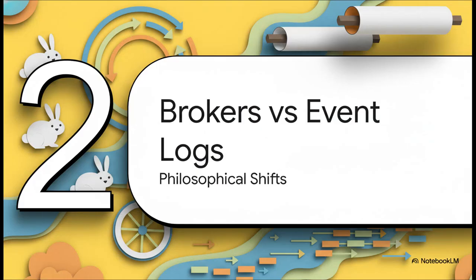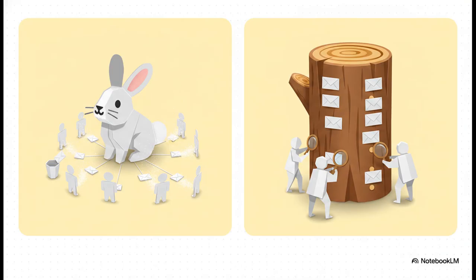Section 2. Message brokers versus event logs, the philosophical differences. This is where we see a fundamental paradigm shift in how they handle messages. RabbitMQ operates as what we call a smart broker with simple consumers. The broker is doing all the heavy lifting. It handles the routing, it tracks deliveries, it manages all the retries. And when a consumer acknowledges that it successfully processed a message, RabbitMQ just deletes it. Poof, it's gone.